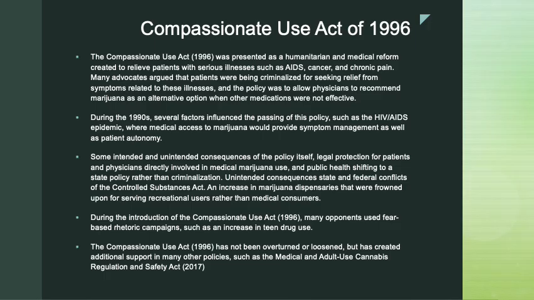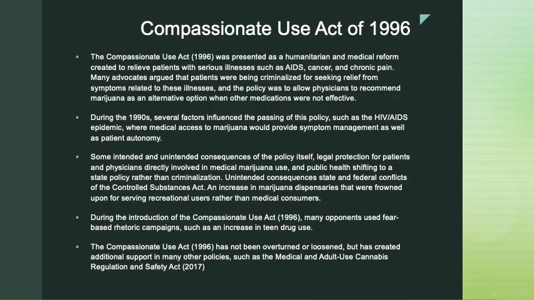So the Compassionate Use Act of 1996 was presented as a humanitarian and medical reform created to relieve patients with serious illnesses such as AIDS, cancer, and chronic pain. Many advocates argued that patients were being criminalized for seeking relief from these symptoms related to different illnesses, and the policy was to allow physicians to recommend marijuana as an alternative option when other medications were not effective for these patients.